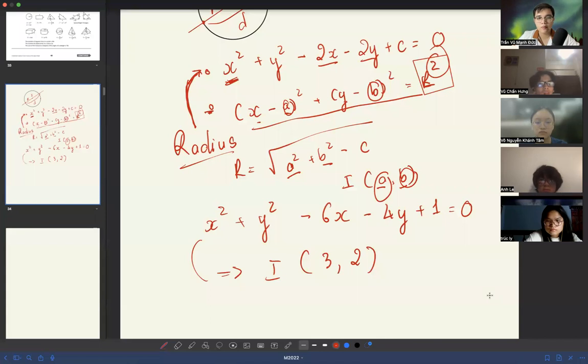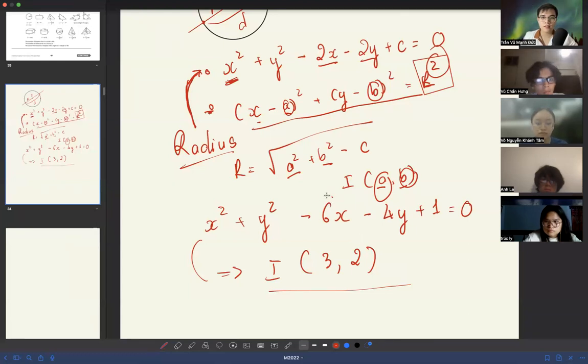How can you take A and B out of this equation? I have 3, 2. Can you see there's a special correlation between this? Divided by 2. Divided by 2. Which one divided by 2? 6 and 4.